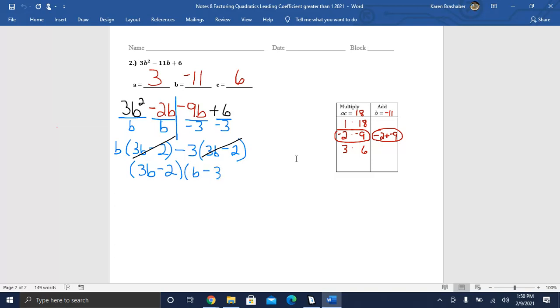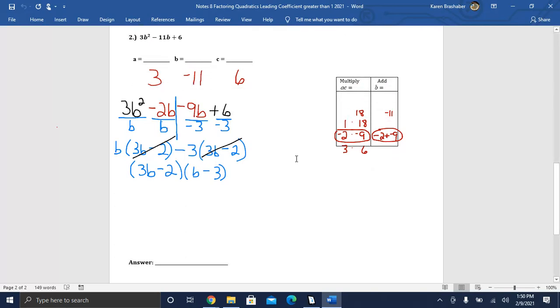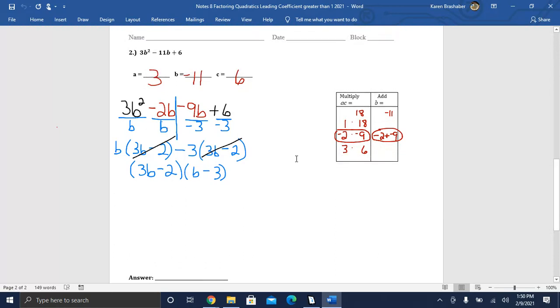So we did not think that you needed as many examples today because you have the same process. You just have a little bit larger numbers sometimes. So there is an answer blank down at the bottom of your papers if you want to write the 3b minus 2 and the b minus 3 in there. You can do that.